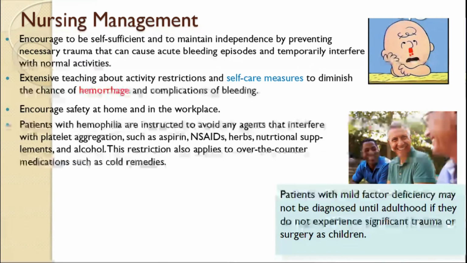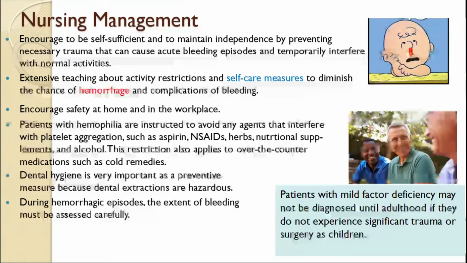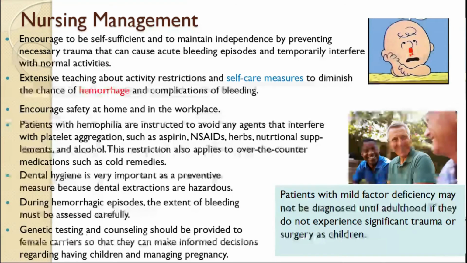Patients with hemophilia are instructed to avoid any agents that interfere with platelet aggregation, such as aspirin, NSAIDs, herbs, nutritional supplements, and alcohol. This restriction also applies to over-the-counter medications, such as cold remedies. Dental hygiene is very important as a preventive measure because dental extractions are hazardous. And during hemorrhagic episodes, the extent of bleeding must be assessed carefully. And genetic testing and counseling should be provided to female carriers so that they can make informed decisions regarding having children and managing pregnancy.